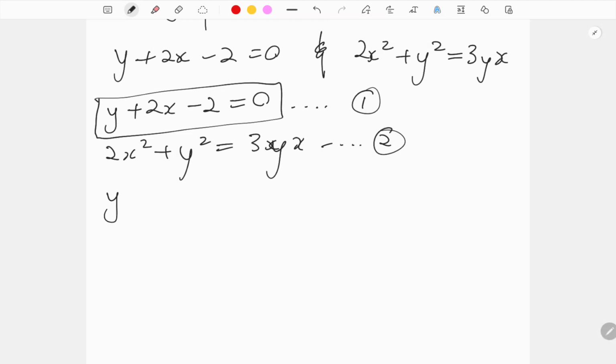So we leave y on the left-hand side and we transpose everything on the right-hand side. y equals, when you transpose the 2x, it's going to be minus 2x plus 2. So the sign of this one changes. Let me make it red so that you can see the difference. This is minus, this is plus.